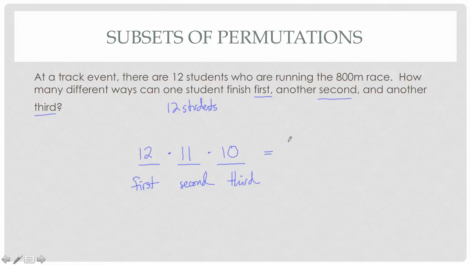So let's figure that out real quick here. 12 times 11 times 10 equals 1,320. So assuming completely random, that's how many different orders students can finish, or different outcomes potentially for winning the race. This one's a little bit different because I wasn't counting all 12 students. I didn't have 12 slots for 12 students. We only had 3 slots. So I only wanted to choose 3 students out of that 12, but it was still a permutation problem.